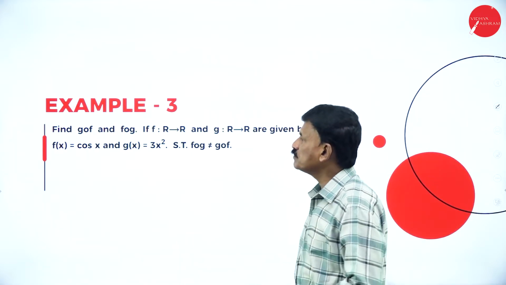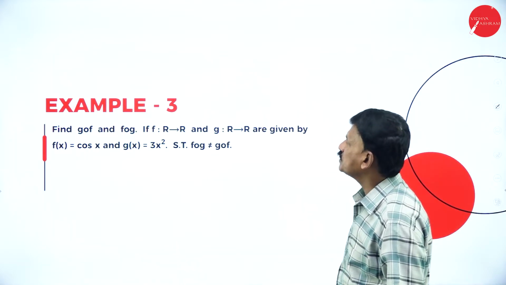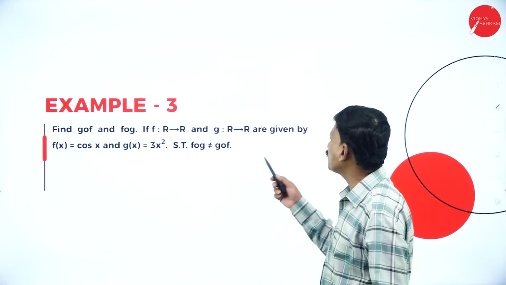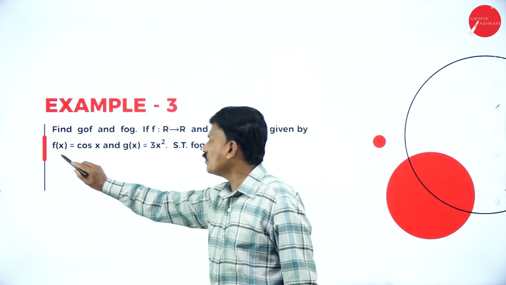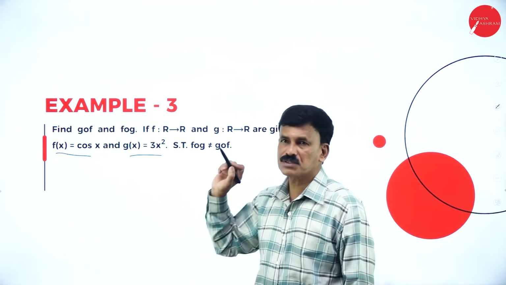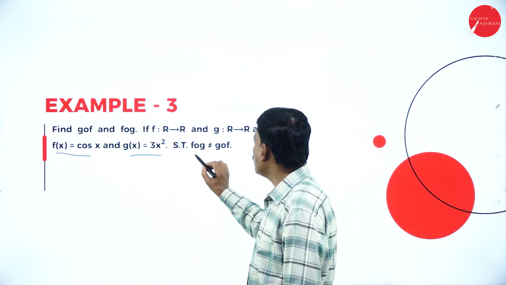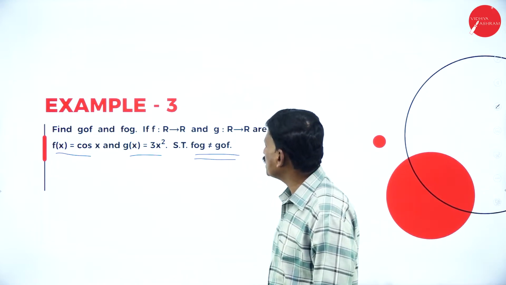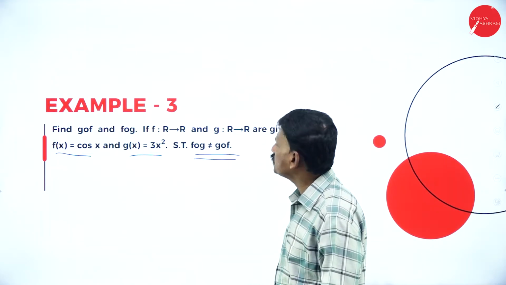What is the next problem? Find g naught f and f naught g if f from R to R and g from R to R is defined by f of x is equal to cos x and g of x is equal to 3x square, and show that f naught g is not equal to g naught f.